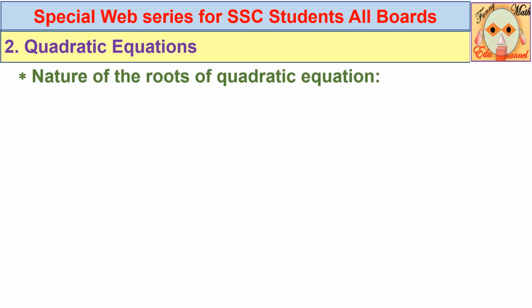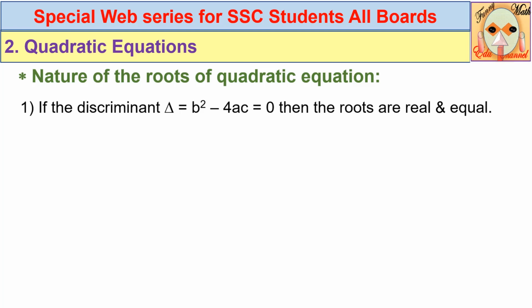Now we are going to see the nature of roots of a quadratic equation. Students, what is the nature of the roots of the quadratic equation? That we can determine by considering the value of the discriminant delta. What is delta? Delta is a symbol used for the formula b square minus 4ac. Means for this calculation they have denoted the letter delta. If this delta value is 0, then the roots are real and equal.